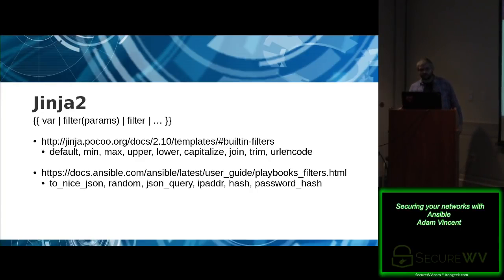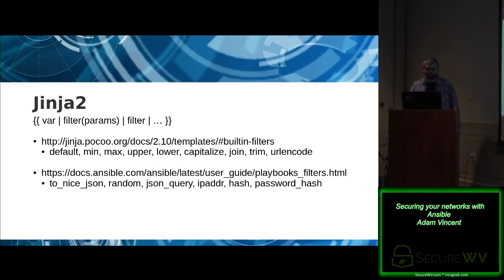Join is another really fun thing. You can put lists together with a specific character separator. So if you have 15, 20 different ports or something you want to configure, and you have some command that will take them as a comma separated list, join, and then comma. Trim will clean up spacing for you, and the ever-popular URL encode, which will make things safe to be put on the web.